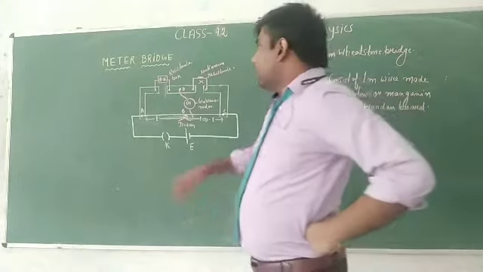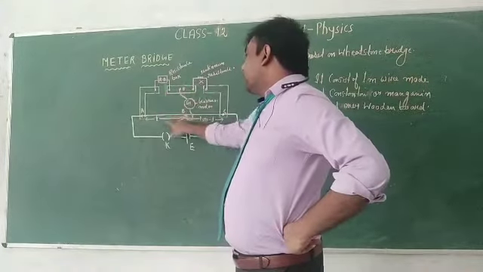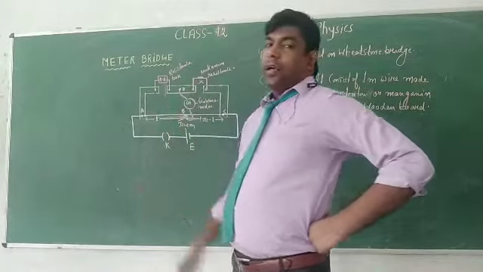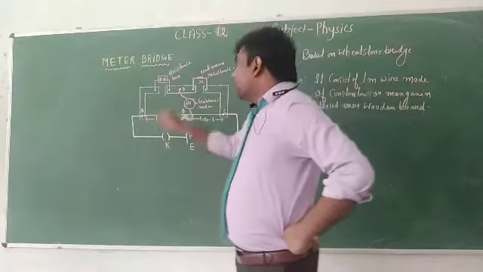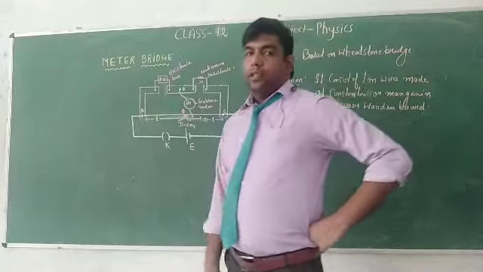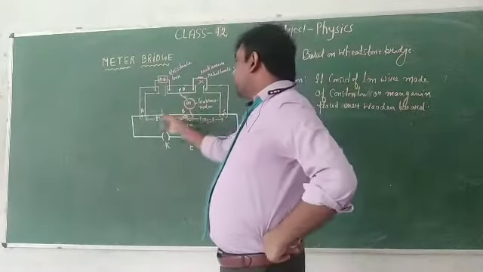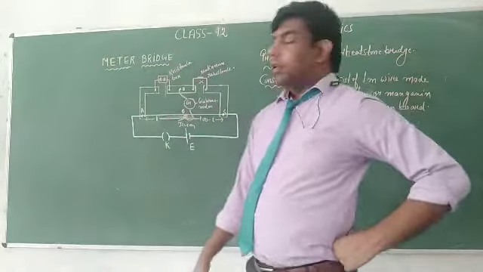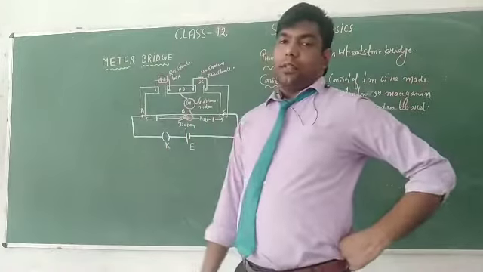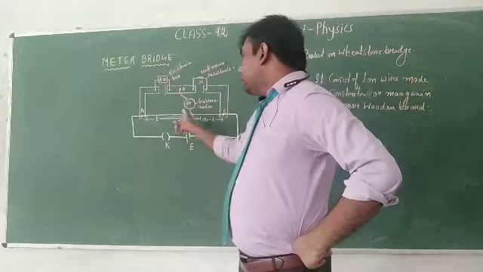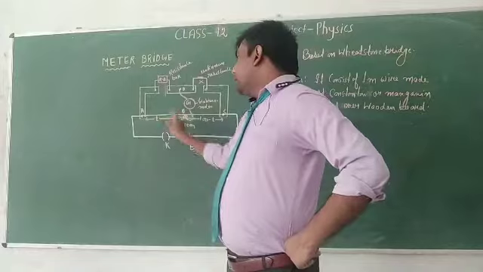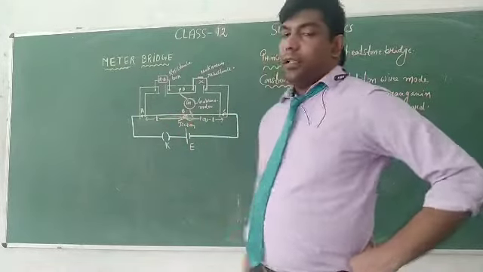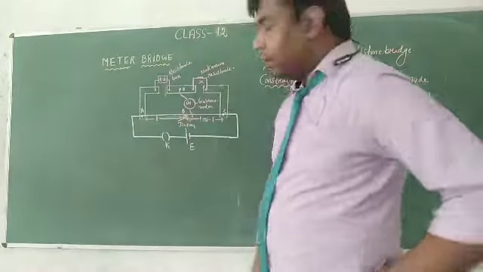That is, if we consider this is P, this is Q, this is R, this is S, then P by Q equals R by S. In the Wheatstone bridge, this was considered as resistance P, this is Q, here the length will be considered as R, and this length 100 minus L as S. So under the balance condition, AB is the length L and BC is the length 100 minus L, right?